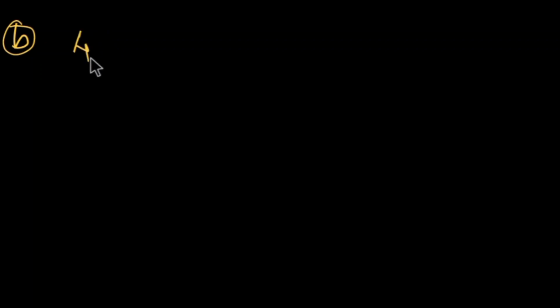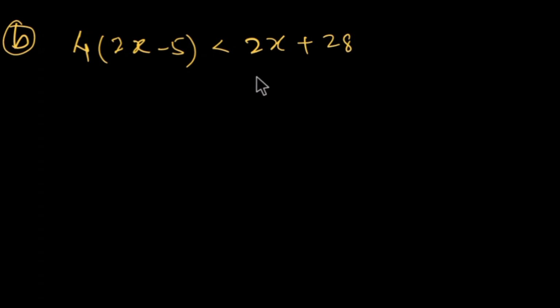4 times (2x minus 5) is less than 2x plus 28, where x belongs to real numbers. Okay, so this is the question. How to solve this question?